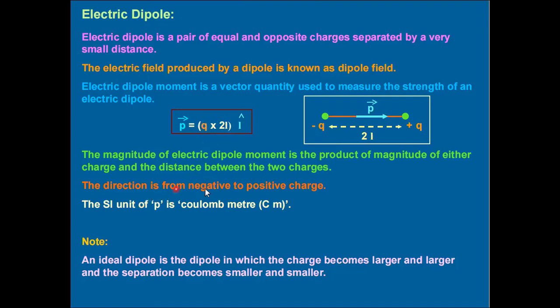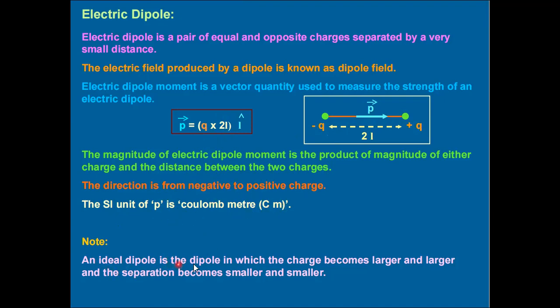The direction is from negative to positive charge. We have to remember that the direction is from negative to positive. Suppose this is the positive and this is the negative, and their distance will be 2l. So the SI unit of p is coulomb meter, because this is the electric dipole moment.